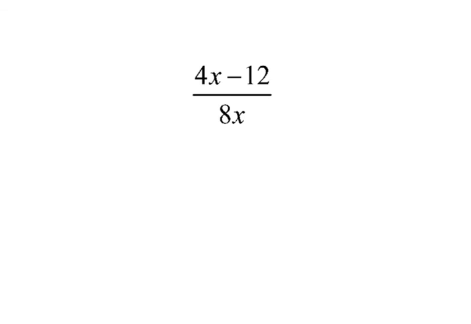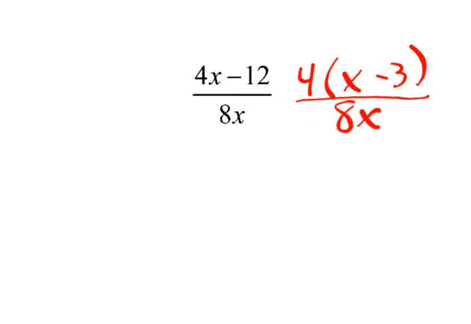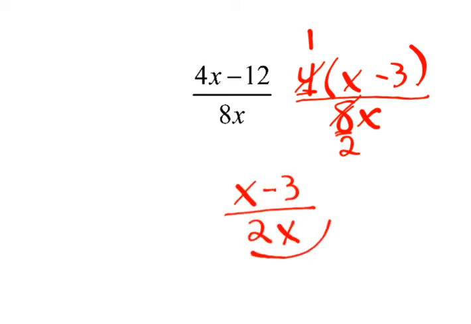Here we have 4x minus 12. It's a binomial, so we're going to look for common factors. And there's a common factor of 4. So we'll take out the 4. We're left with x minus 3. The bottom's a monomial, 8x. So here we have the 4 and the 8 are both part of monomials. So those can simplify. 4 goes into both of them. We have a 1 and a 2. So we're left with x minus 3 over 2x. The x's can't simplify because the top x is part of that binomial, and it has to cancel as a whole group.